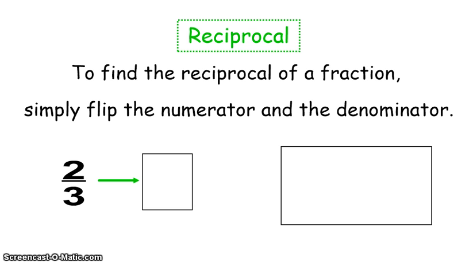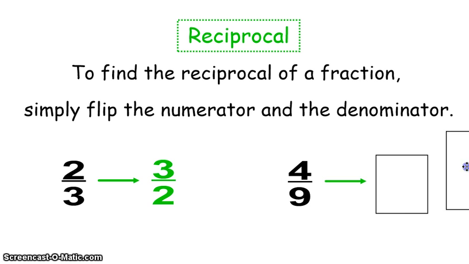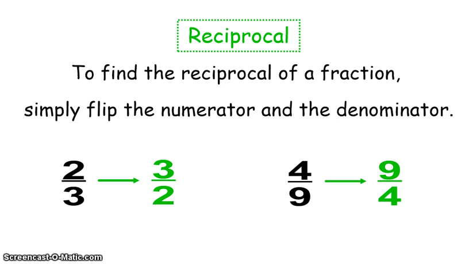The first term you need to be familiar with when dividing fractions is reciprocal. To find the reciprocal of a fraction, simply flip the numerator and denominator. So if we have the fraction 2/3, the reciprocal would be 3/2. The numerator went to the denominator, and the denominator moved to the numerator. If we have the fraction 4/9, the reciprocal would be 9/4. The numerator and denominator were flipped.